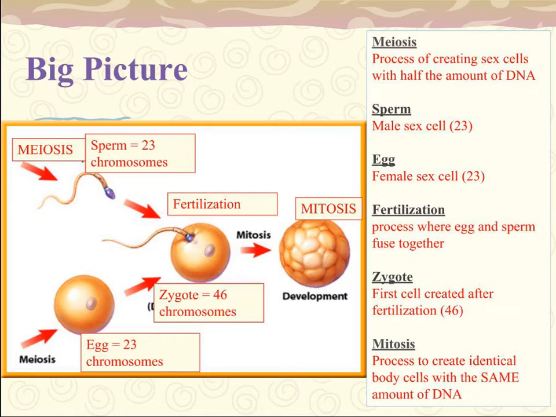A sperm and an egg come together at the event of fertilization and merge their DNA. 23 chromosomes from the sperm plus 23 chromosomes from the egg makes 46 chromosomes. So the fusion of a sperm and an egg at fertilization makes a new cell called a zygote that has the normal amount of DNA, 46 chromosomes. And once this zygote is made, it will do mitosis and turn into a huge cell copy machine and make copies of its cells to grow into a mature organism.